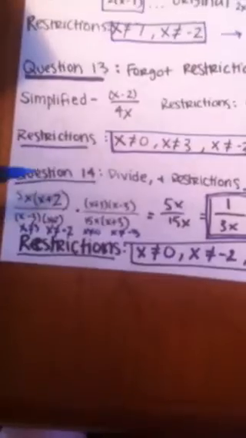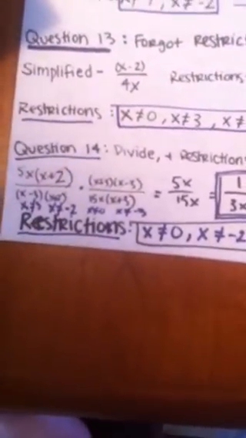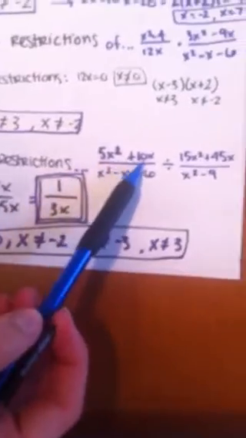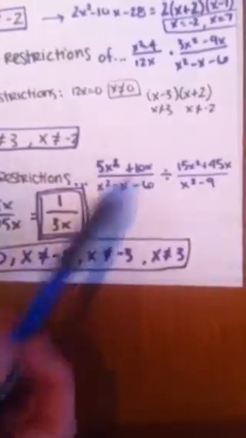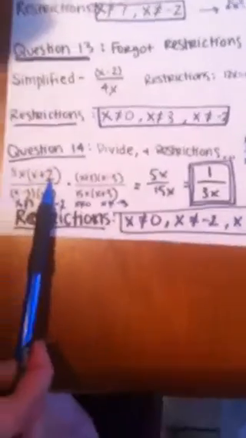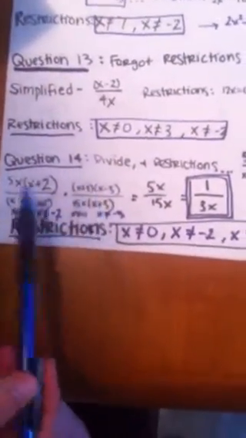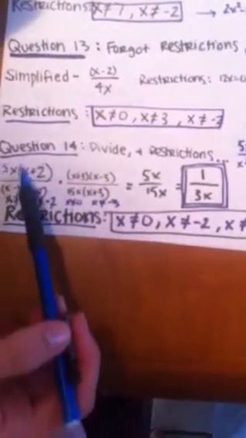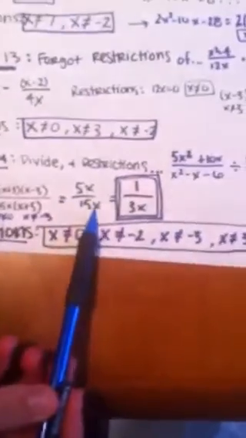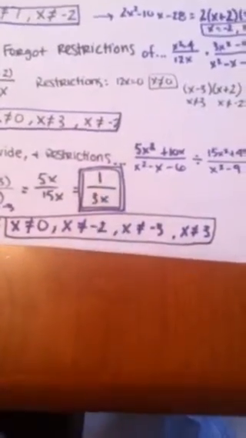Then question number 14, I accidentally, at the beginning when I factored 5x squared plus 10x, when I took 5x out of both, I left this as 5 instead of 2 for some reason, so that messed up my simplifying. But when I set that to 2, then I had more common binomials, and so I could cross them out to get 5x over 15x after factoring through all these, and that's equal to 1 over 3x.